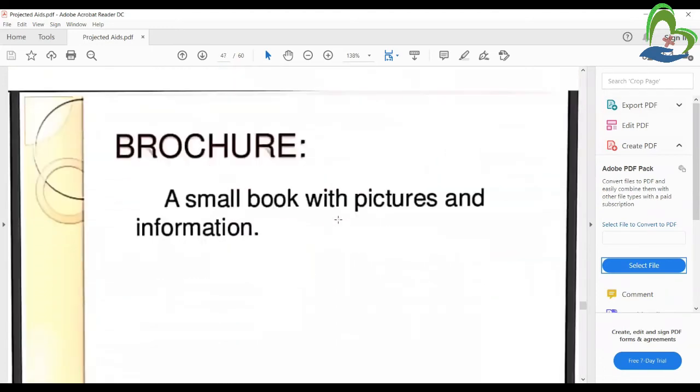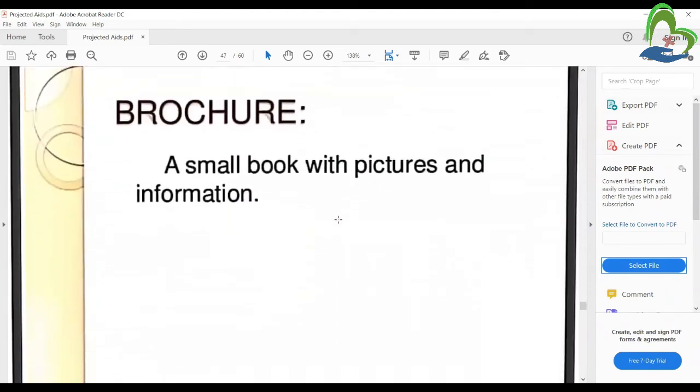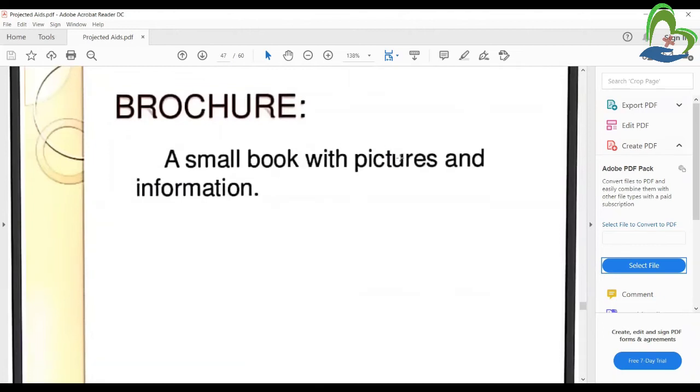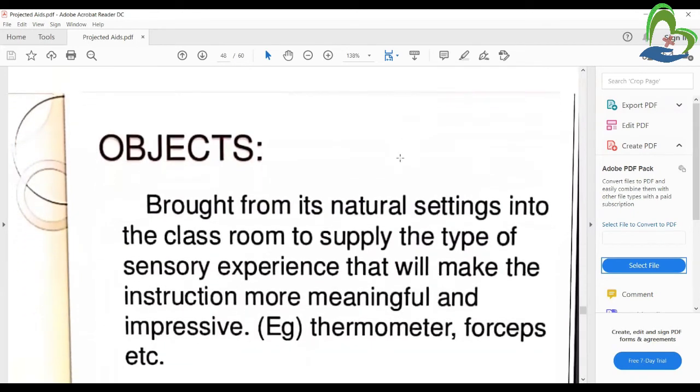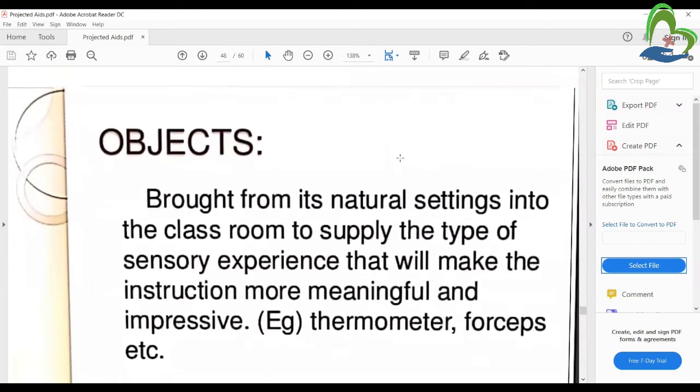Next, brochure. A small book with pictures and information. The information in brochures is very useful, for example small college information related to objectives. Objects in the nature setting brought into the classroom give a specific type of sensory experience that will make the instruction meaningful and impressive.